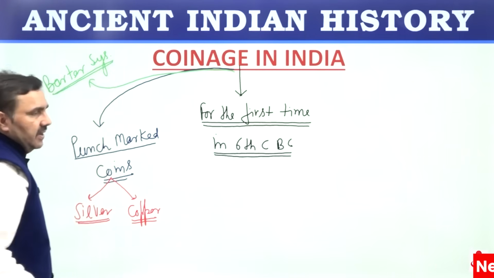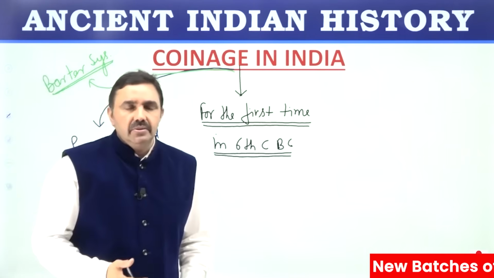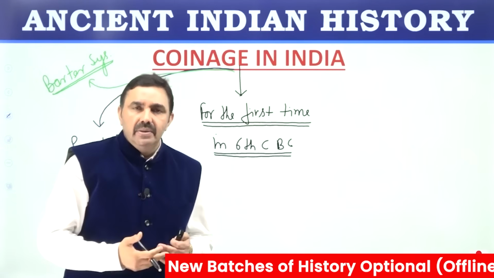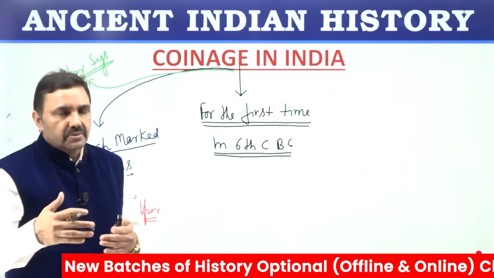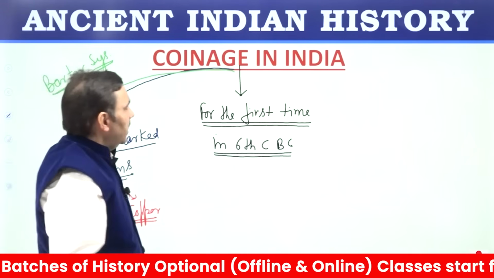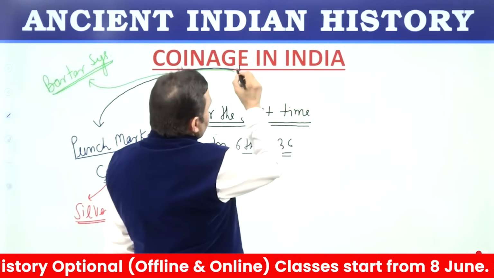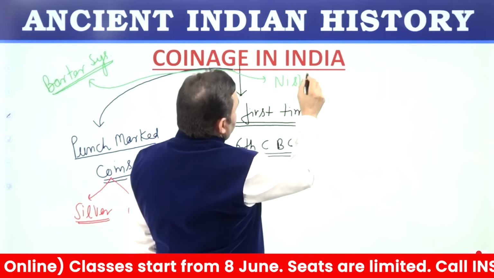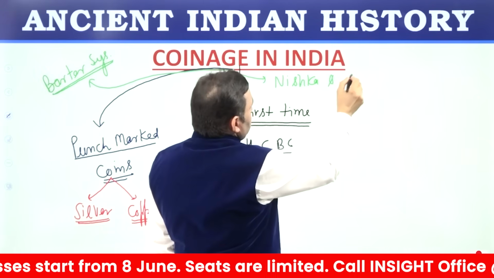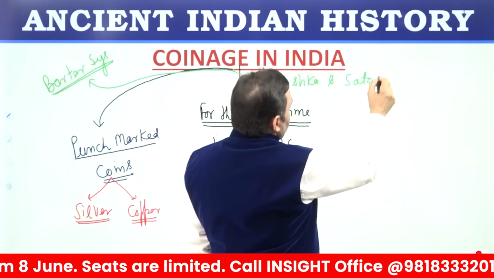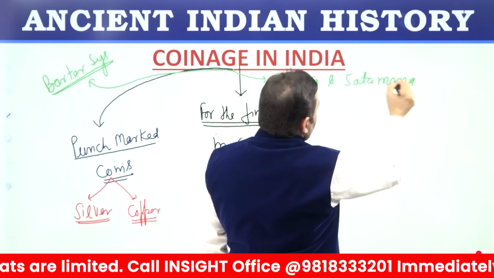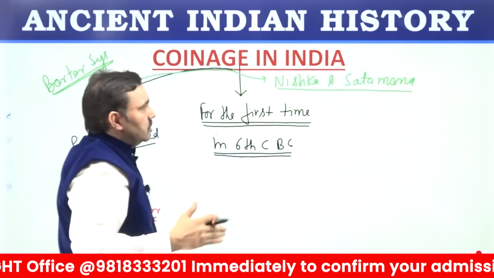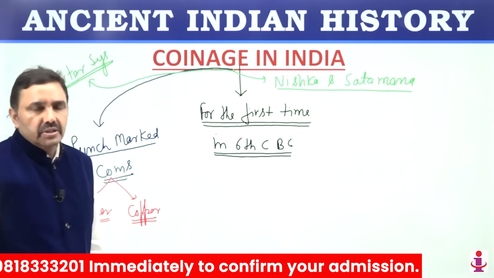Barter system means if you have some good, some item with you, you can give that to me and I can give something that I produce. So it was exchange of goods, barter system. In later Vedic age, some terms like Nishka and Shatmana are mentioned. Nishka and Shatmana were ornaments, and these ornaments were used in later Vedic age for big transactions.